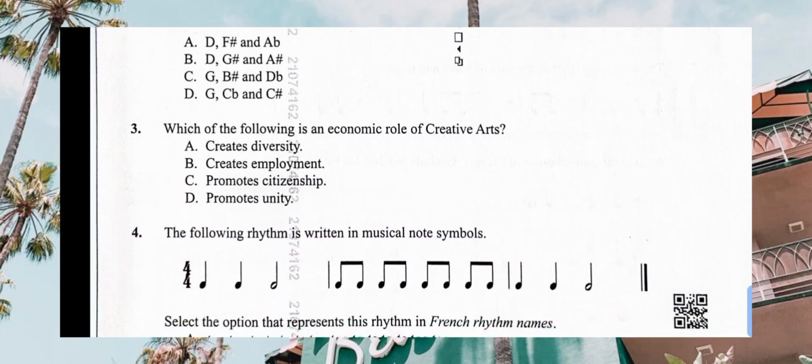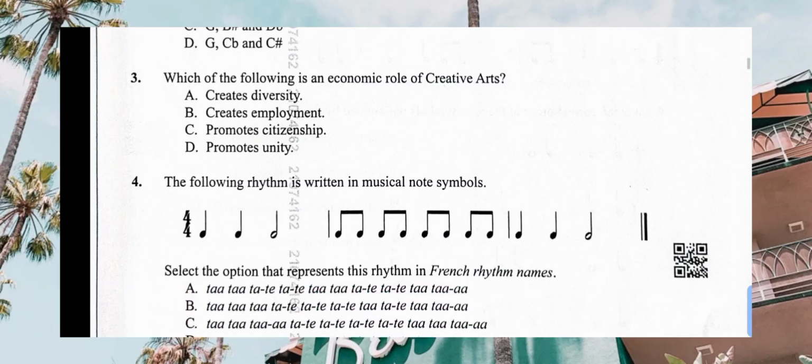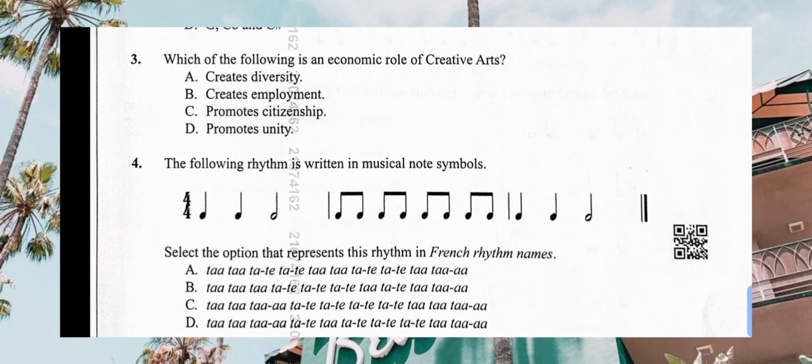Which one of the following is an economic role of creative arts in the society? When we look at economic, it is all about monetary value, something that promotes money or we get money from it. Creates diversity? No. Creates employment? Yes. Economic employment, we get money from creative arts. So the correct answer for number 3 is B, creates employment.